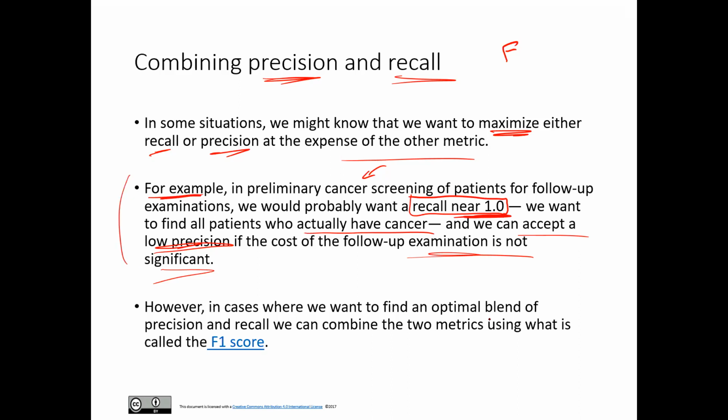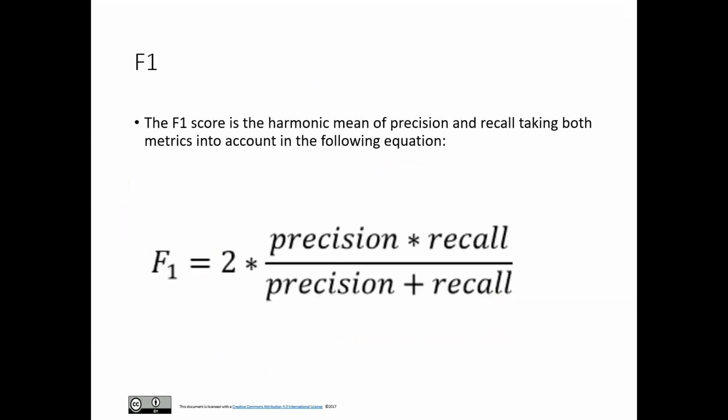However, in cases where you want to find an optimal blend, and that's usually what we try to do, that's why people mostly don't look at recall or precision alone, but focus on the F measure. We can combine the two metrics using what is called the F1 measure or F1 score. You can see the F1 score here. The F1 score is defined as a harmonic mean of precision and recall, taking both metrics into account in the following equation.